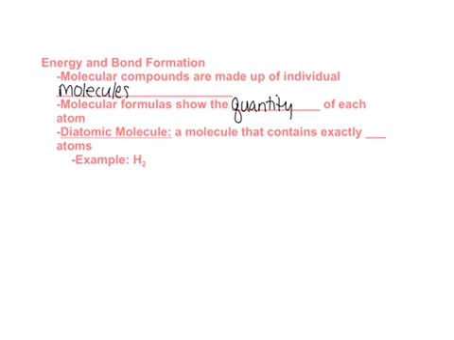In a diatomic molecule, remember the prefix di means two. So a diatomic molecule has two atoms, and they're exactly the same atom. An example of a diatomic molecule would be H2, because there are two hydrogen atoms that are bonded together.